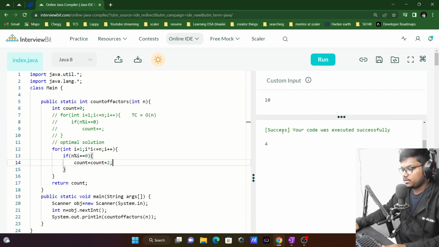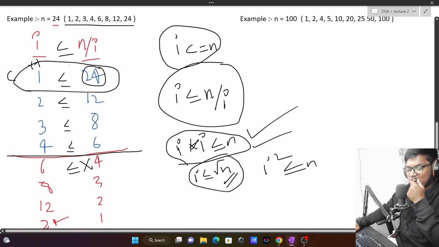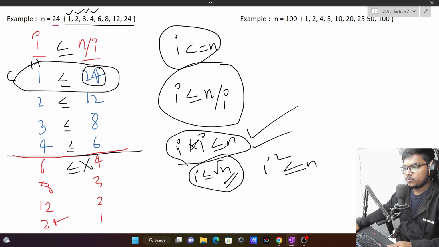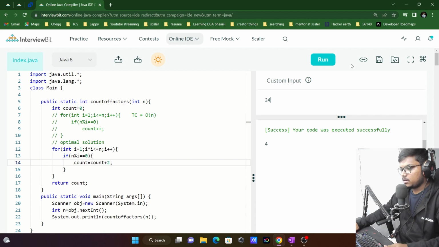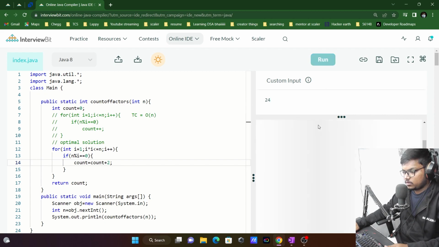Let's check it. Is it the right solution we are getting for 10? Are we getting 4 or not? Yes, we are getting 4. Now for 24, as we have checked here, how many factors are there? 1, 2, 3, 4, 5, 6, 7, 8. 8, right? So are we getting 8 or not? Let's check it. Yes, we are getting 8.